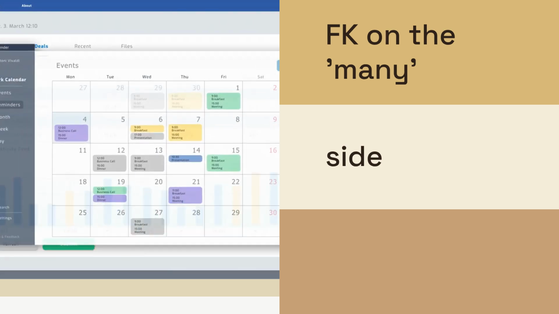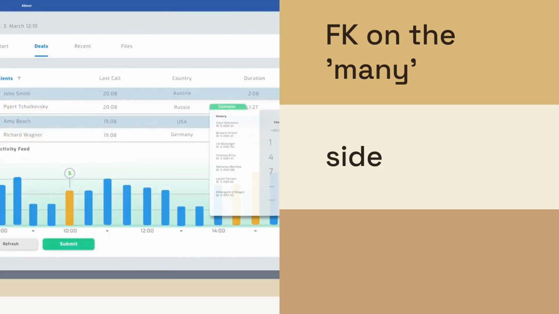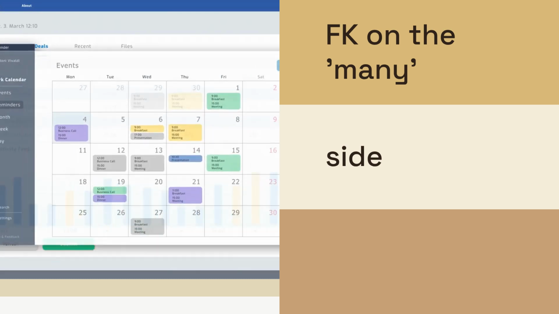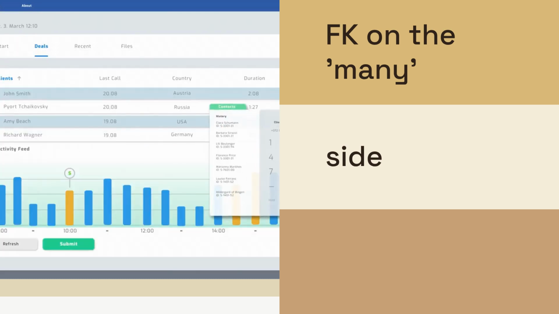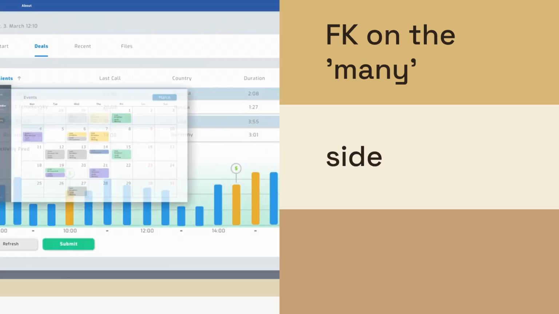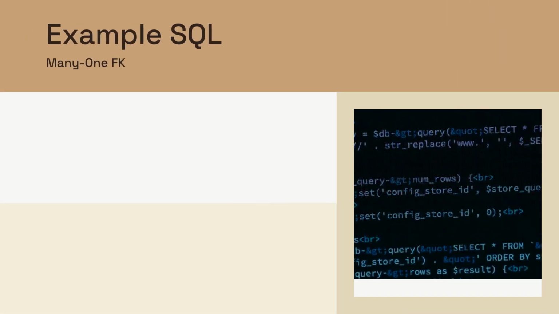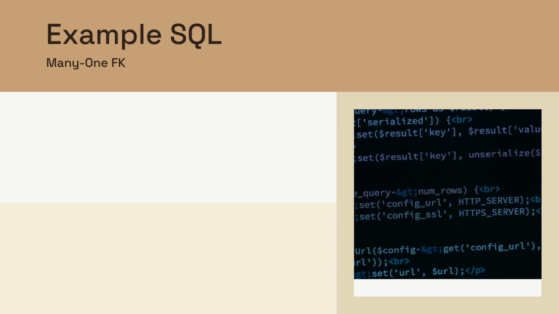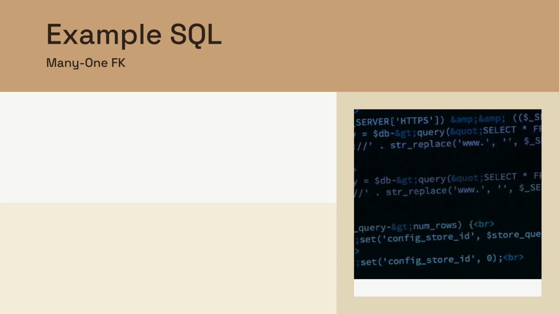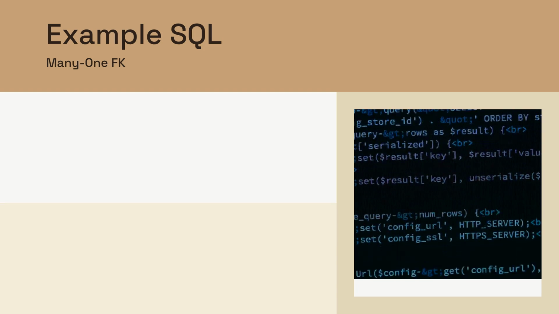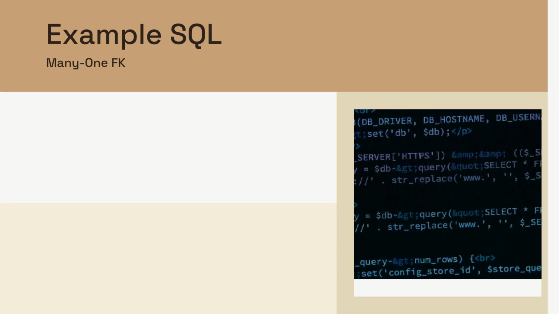Critically, this foreign key is placed in the table on the many side and references the primary key of the table on the one side. For example, booking referencing passenger. Here's how this looks in SQL, ensuring the column is not null. Passenger ID int not null. Foreign key, passenger ID, references passenger, passenger ID.